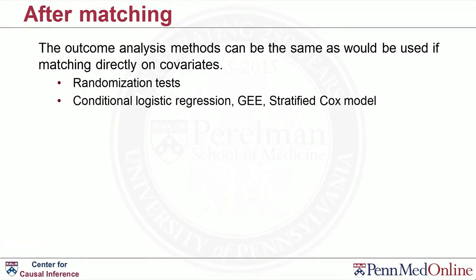Then once we've carried out a propensity score matching, everything proceeds exactly as if we had matched directly on covariates. So if we want to carry out an outcome analysis, we could carry out randomization tests, or we could use conditional logistic regression, stratified Cox models, and so on. So once we've matched on the propensity score, we treat it like any other matched analysis.